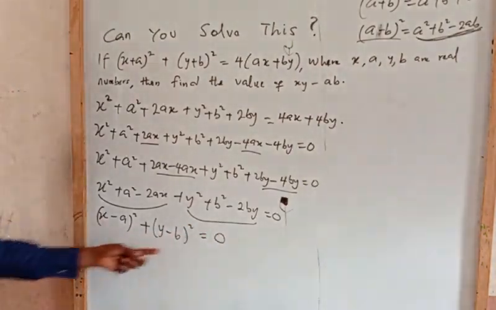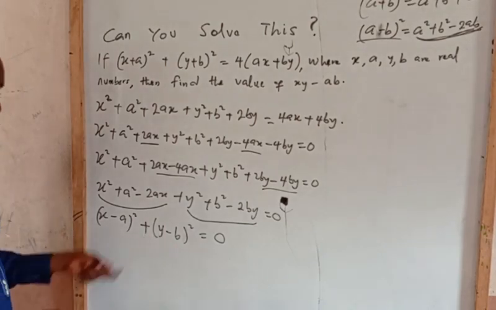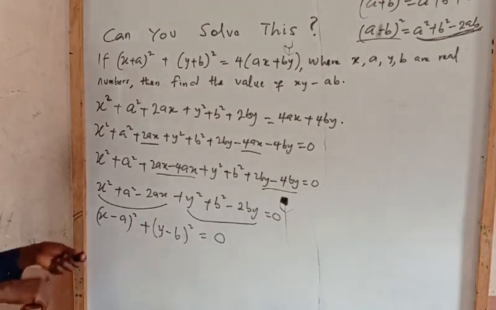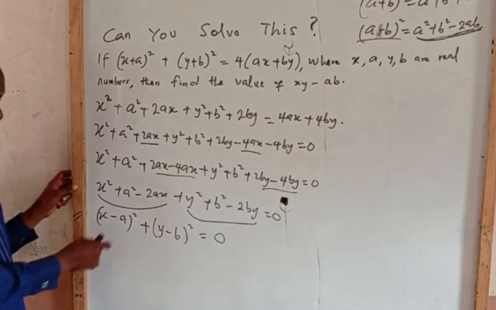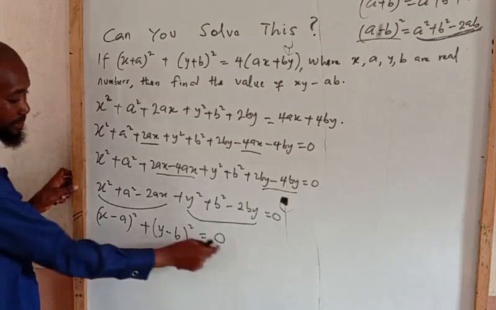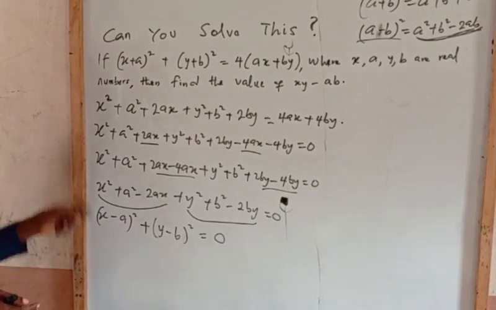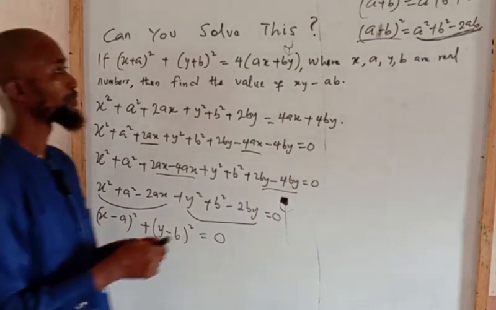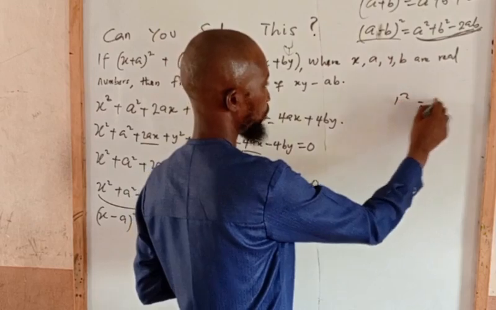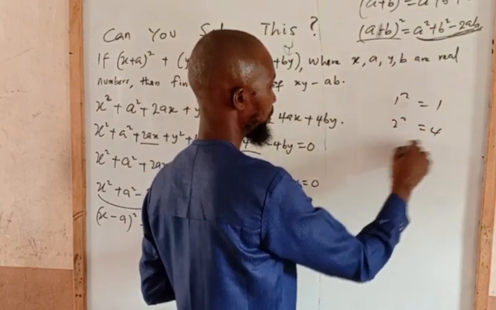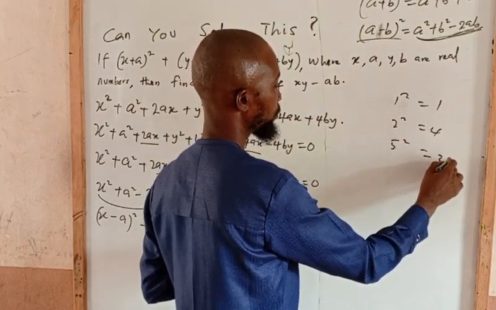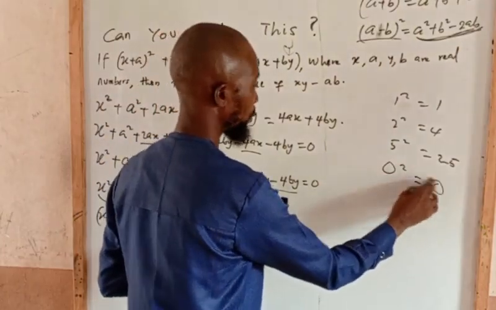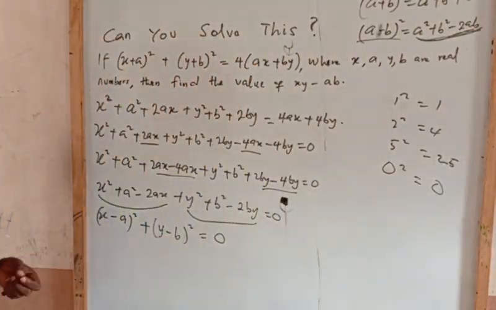In order to continue with this, we give an interpretation to what we have here. When we observe it, it states that the square of two different numbers is equal to 0. And how is it possible to square two numbers and the result gives me 0? We all know that 1 squared is 1, 2 squared is 4, 5 squared is 25. So the square of what number will give 0? It's only the square of 0 that can give rise to 0.